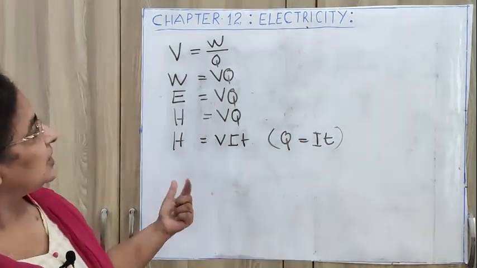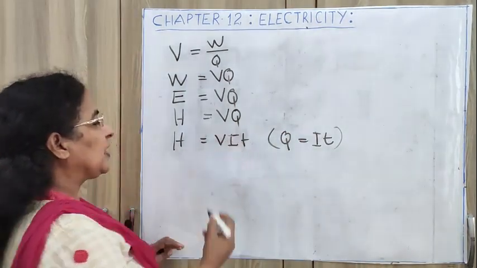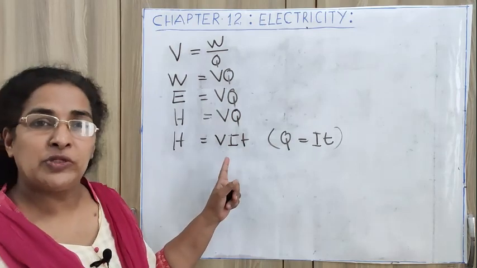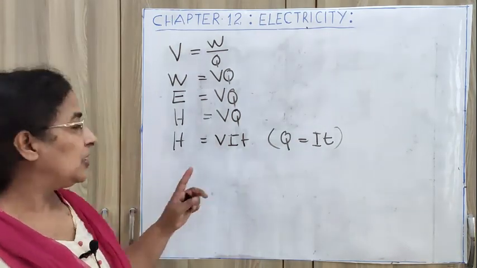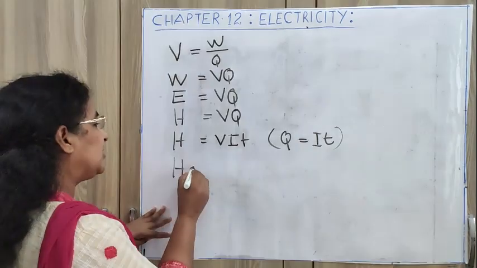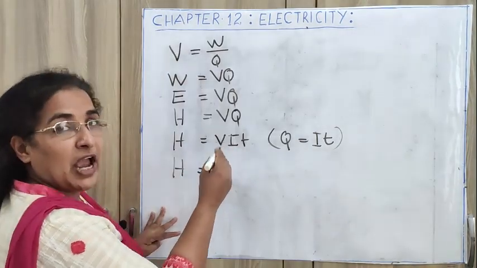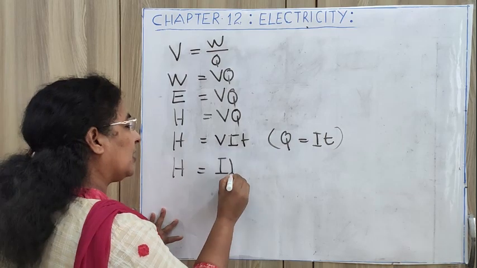I can again change it, because we know Ohm's law. I can apply Ohm's law here. What is V? V is equal to IR. So if I apply that, H is equal to, in the place of V, I am applying IR.